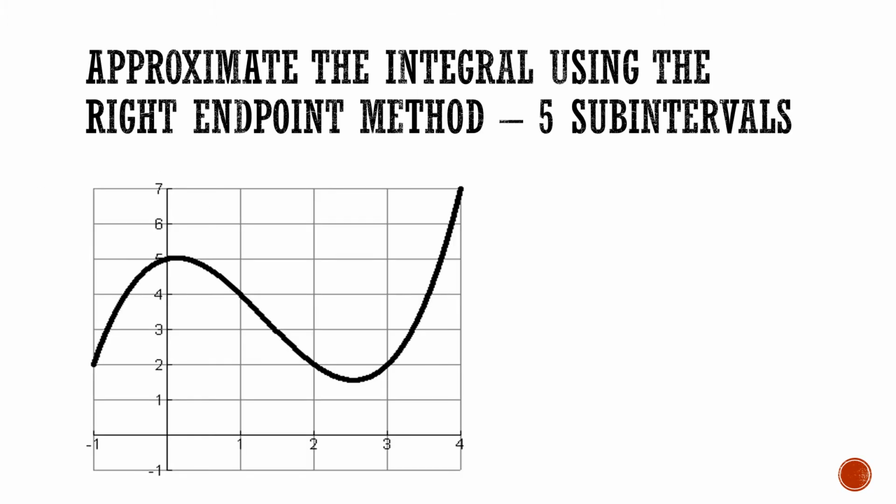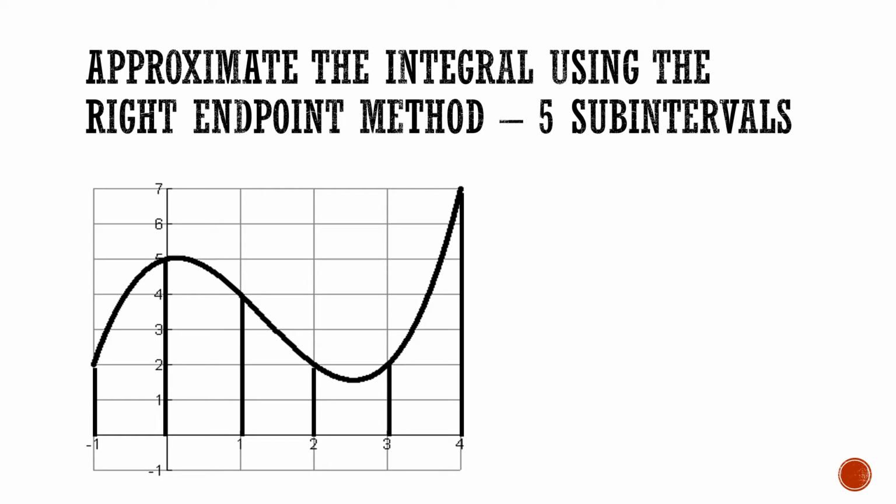All right, so our first example, make sure you have this graph cut out and put into your keeper. We want to approximate the integral using a right endpoint method. And then they told us specifically to use 5 subintervals. Now, every question they have to tell you how many intervals to use so you know how to break up your picture or your function. All right, so using 5 subintervals, since I'm going from -1 to 4, each subinterval will be length 1. So I'm just going to draw in on my graph 5 subintervals.